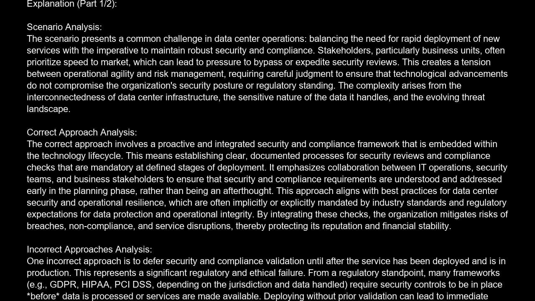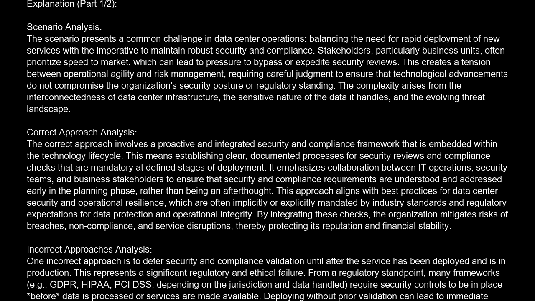One incorrect approach is to defer security and compliance validation until after the service has been deployed and is in production. This represents a significant regulatory and ethical failure. From a regulatory standpoint, many frameworks, e.g., GDPR, HIPAA, PCI DSS, depending on the jurisdiction and data handled, require security controls to be in place before data is processed or services are made available. Deploying without prior validation can lead to immediate noncompliance, resulting in substantial fines, legal liabilities, and reputational damage. Ethically, it demonstrates a disregard for data privacy and security, potentially exposing customers and the organization to harm.